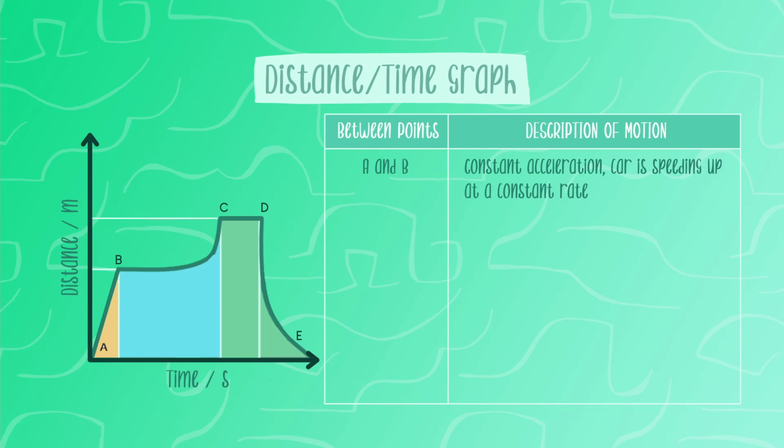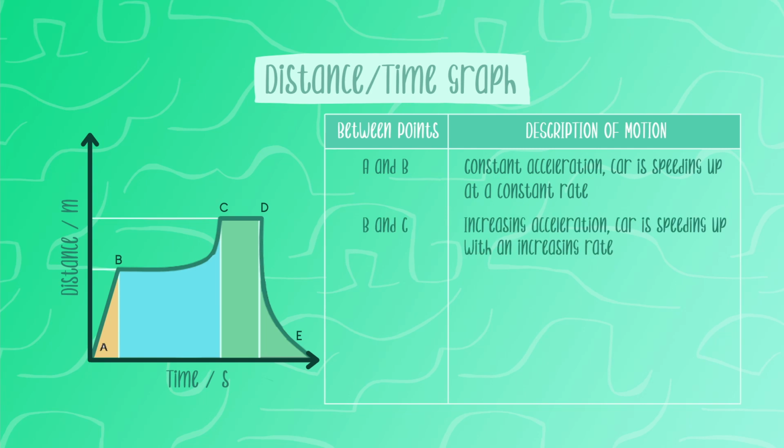Now, do not confuse this with speed being constant. Speed is increasing at a constant rate. Acceleration is constant, but speed is not. It's a little difficult to wrap your head around this concept at first, but you will understand over time. Now, that part of the graph was pretty straightforward. Now, let's move to B and C. This gets a little more complicated.